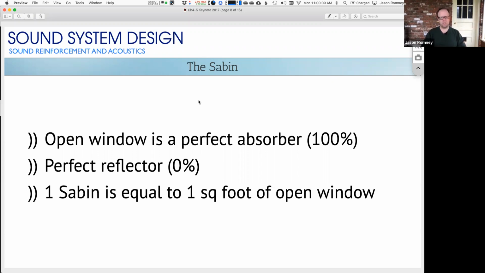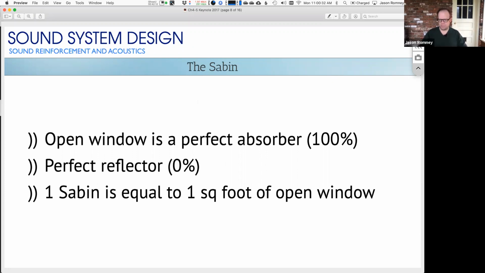And so Sabin created his own unit of measurement called the Sabin. So 1 Sabin is equal to 1 square foot of open window. So for every square foot of open window you have, you get a Sabin. So if you have 10 square feet of open window, you have 10 Sabins. What do you do with that information?